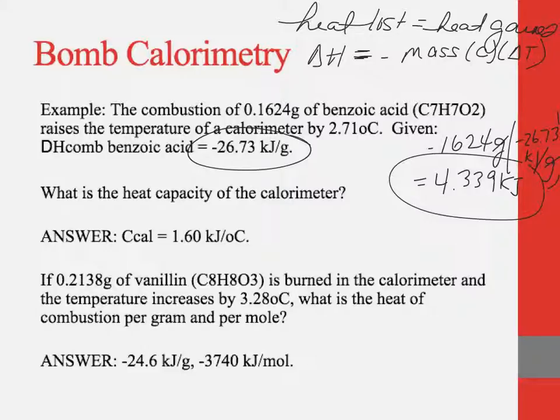However, that's not the answer yet. So that was our heat lost, because this negative 26.73 is the amount of heat released in kilojoules per gram. Now we took that and multiplied it by the grams. So basically, we know that for the amount that we started with, we have 4.339 kilojoules. So now what we're going to do is calculate the heat gain.